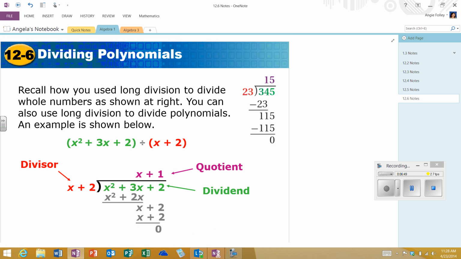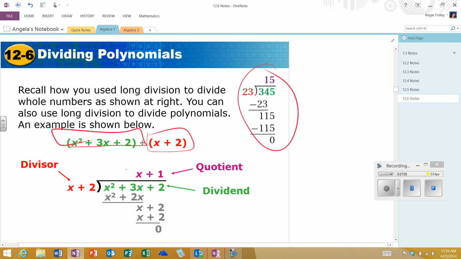Okay, we're going to talk about long division. Recall that you've learned how to use long division for regular numbers. Over here, if I have 345 divided by 23, I see how many times 23 goes into 34. This is the process of long division. It's very similar with polynomials. So if I have this big polynomial divided by x plus 2, basically this is your dividend, this is your divisor, and this is your quotient.